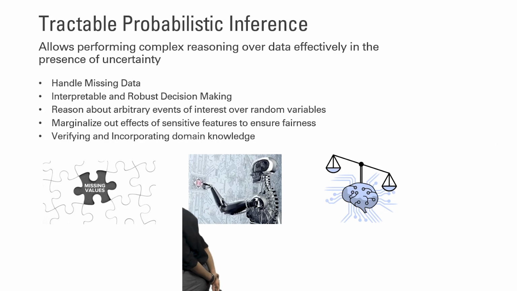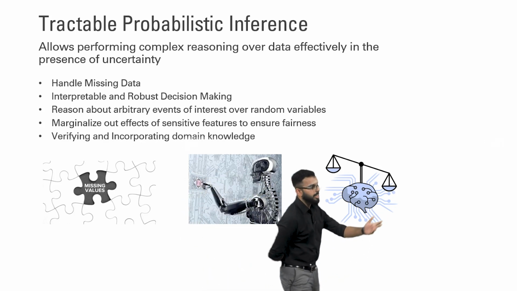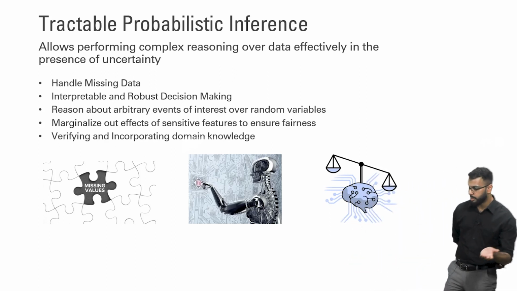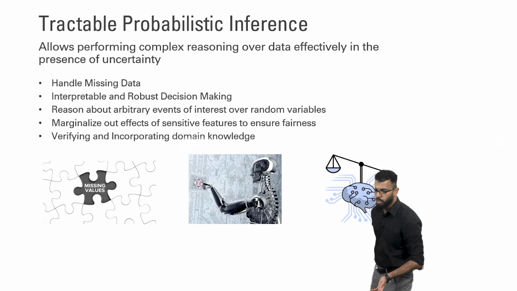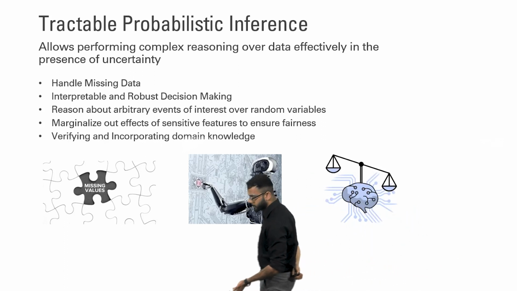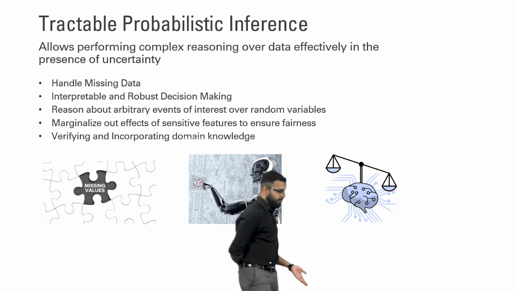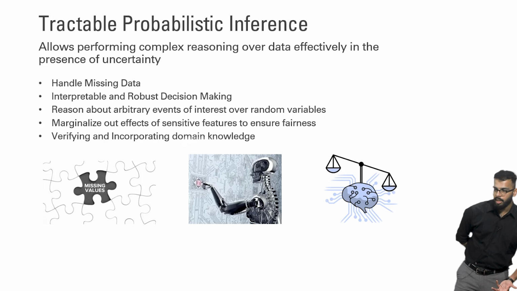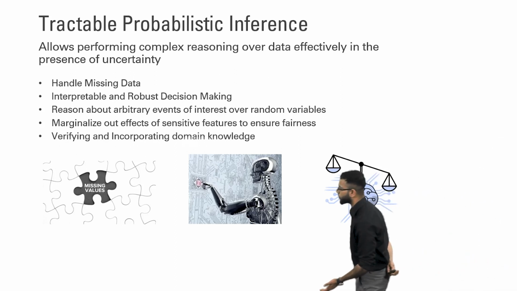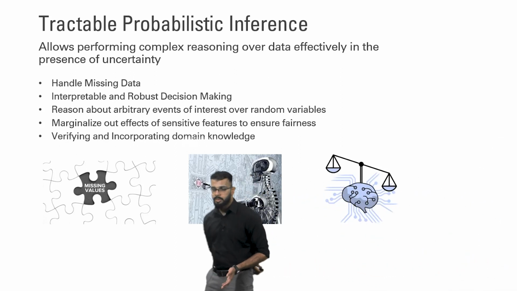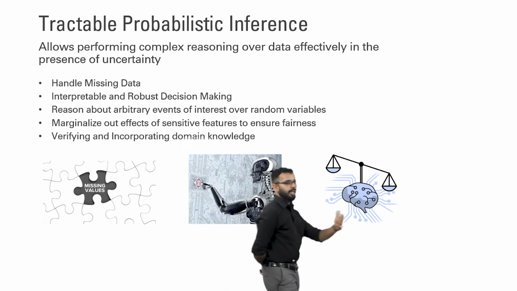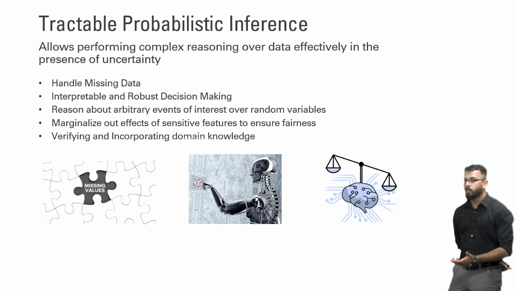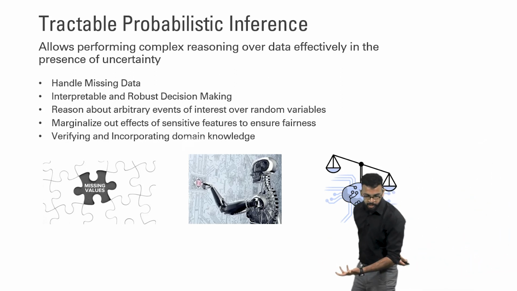You can marginalize out effects of things like sensitive features, especially when you want to ensure fairness. So let's say you have a classifier that is trained to decide who gets approved for a loan, and you have features that are sensitive, let's say things like gender. You want to ensure that the decisions you make do not contain any sort of bias, and that it is fair. One probabilistic way of doing this would be to marginalize out the effect of those variables from your decision. So those things require you to do tractable probabilistic inference.